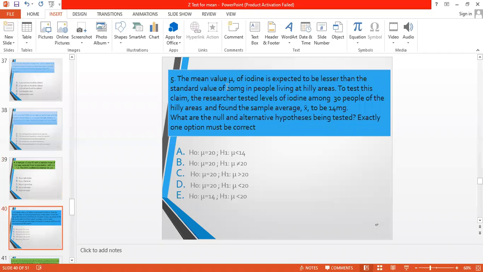The mean value of iodine is expected to be lesser than the standard value of 20 milligram in people living in hilly areas. To test this claim, the researcher tested the level of iodine among 30 people of the hilly areas and found the sample average X to be 14 milligram. What are the null and alternate hypotheses being tested? Exactly one option must be correct. Which option is correct? A, B, C, D, or E?